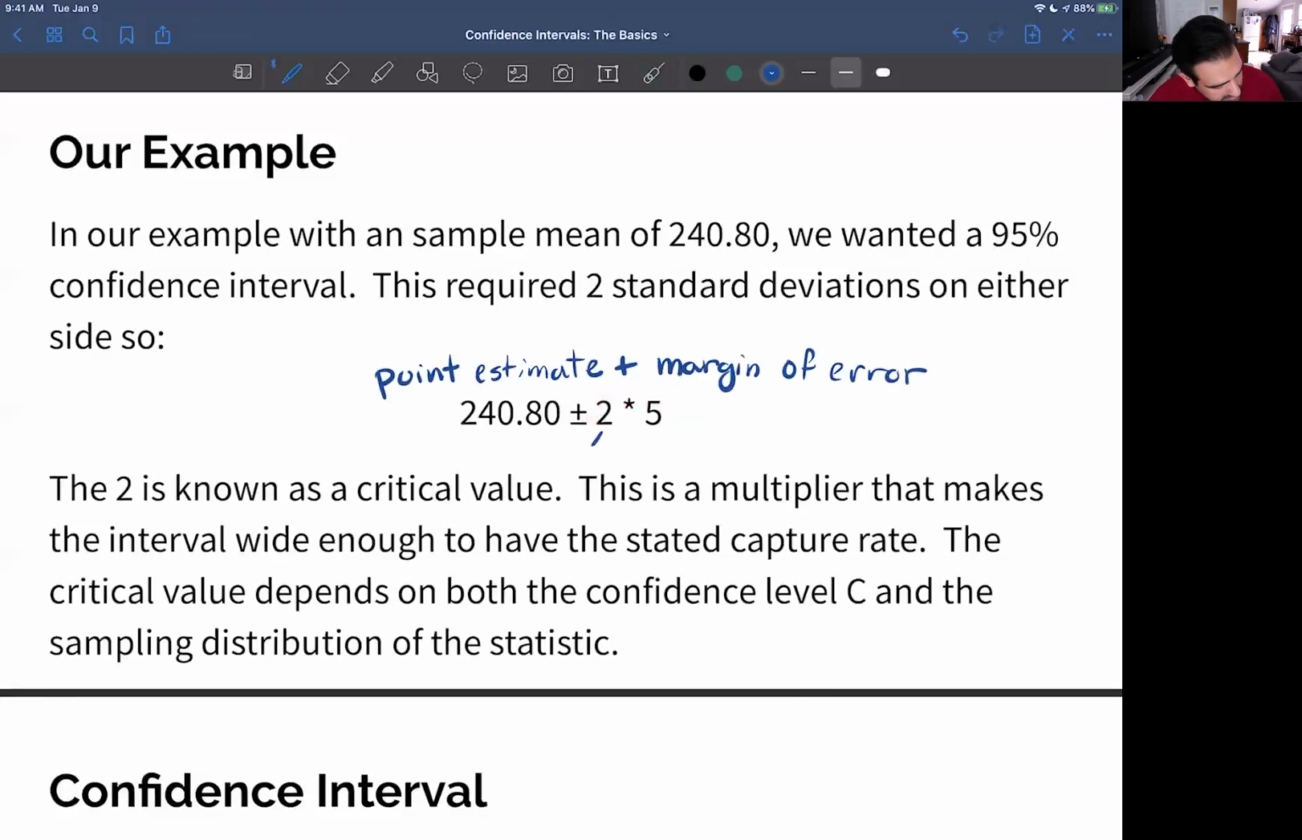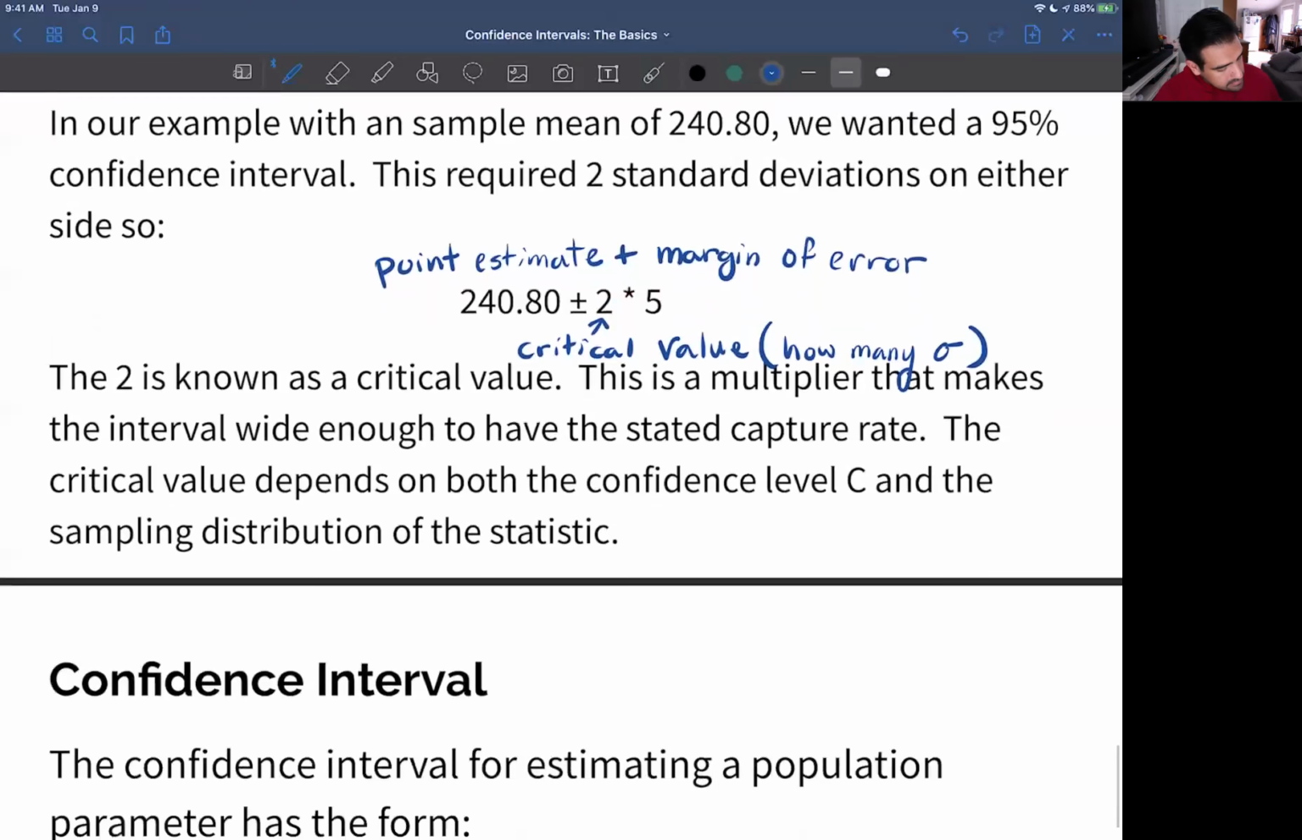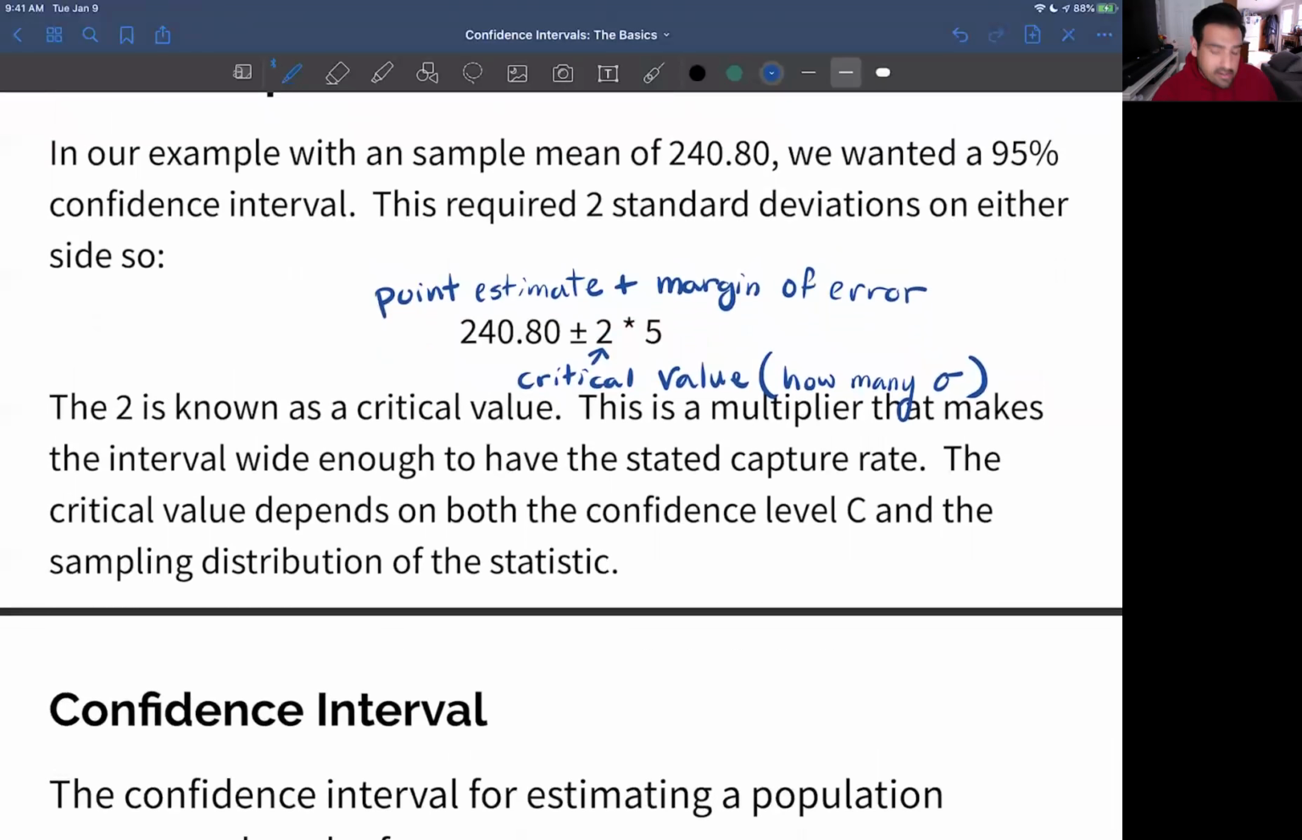The 2 is known as the critical value. This is a multiplier that makes the interval wide enough to have the stated capture rate. You can think of this critical value as how many standard deviations, right? 2 standard deviations, so on and so forth. The critical value depends on both the confidence level and the sampling distribution of the statistic. So the margin of error has the critical value.